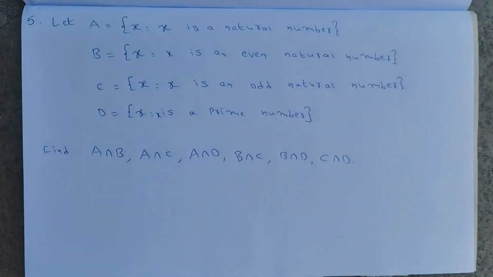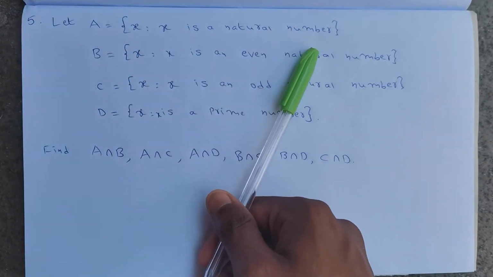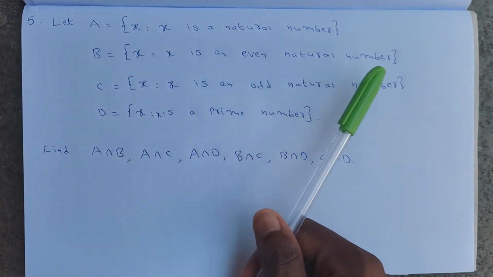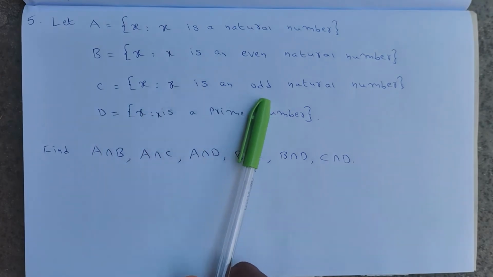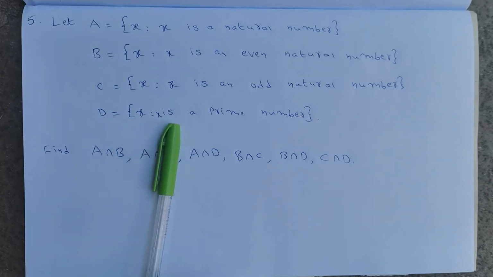Okay, next, question number 5. Let set A be {x such that x is a natural number} and set B be {x such that x is an even natural number}. Set C is {x such that x is an odd natural number} and set D is {x such that x is a prime number}.